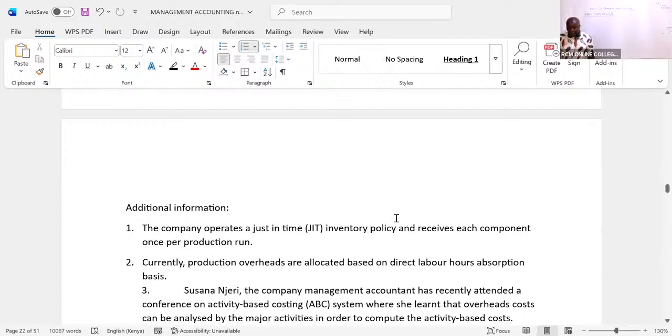Additional information: the company operates a just-in-time system, a JIT system, inventory policy, and receives each component once per production run. I haven't yet taught you inventory management, but whenever you hear of this JIT, what comes to your mind? In this case, just in time, we shall only be making orders when we need to make production. So we basically order raw materials for immediate usage. We don't have stores under JIT.